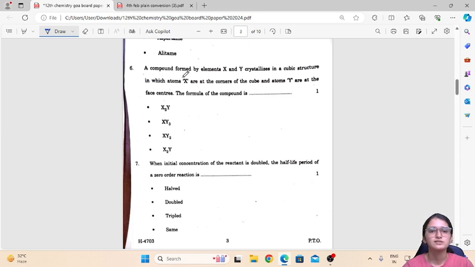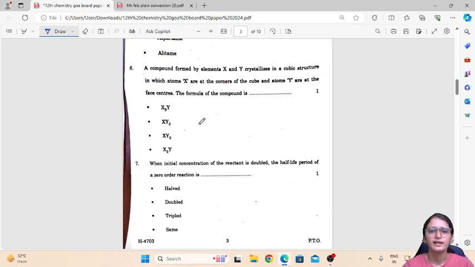Next question is, a compound formed by elements X and Y crystallizes in a cubic structure in which atoms X are at the corners of the cube and atoms Y are at the face centers. The formula of the compound is dash. Here we have learnt one way to derive the formula through this information.